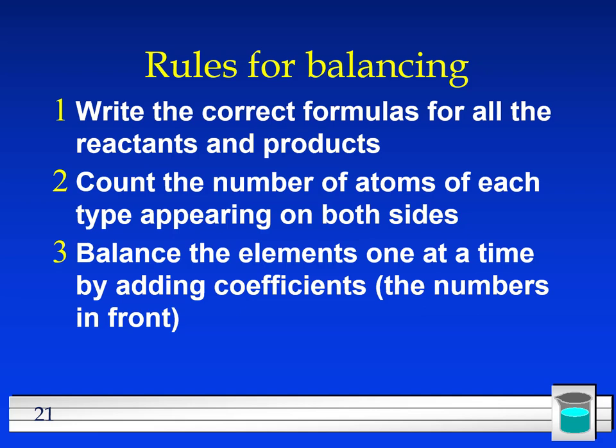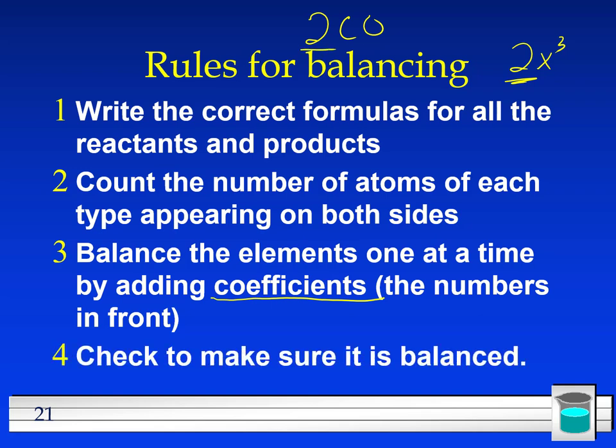You balance the elements one at a time by adding coefficients in front. So the only numbers you're allowed to write are coefficients. Coefficient is the name for the 2 in 2x cubed in math class. You got 2x cubed, the 2 is the coefficient. In 2 COs, 2 is the coefficient.